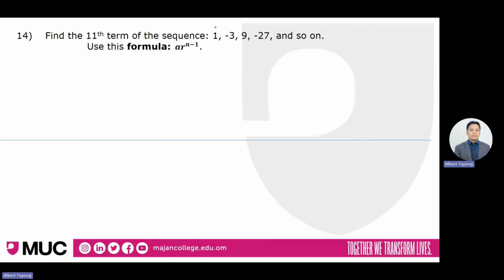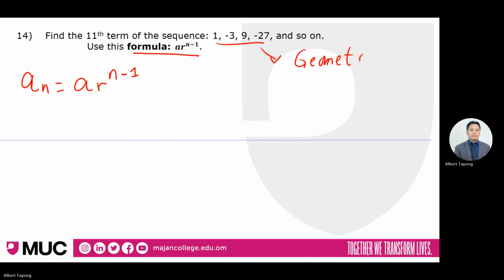Okay, we have to find our A and R. Find the 11th term of this sequence. The formula is given. The formula is A times R raised to the power of n minus 1. This means that this sequence is a geometric sequence. Whenever we have R, we're talking about a geometric sequence.